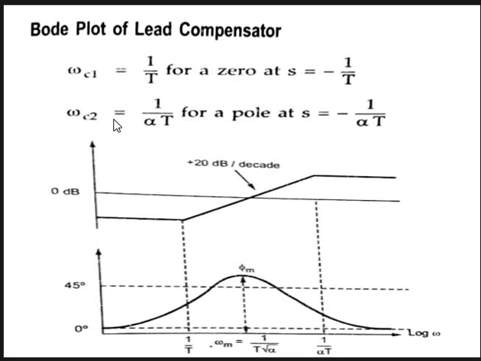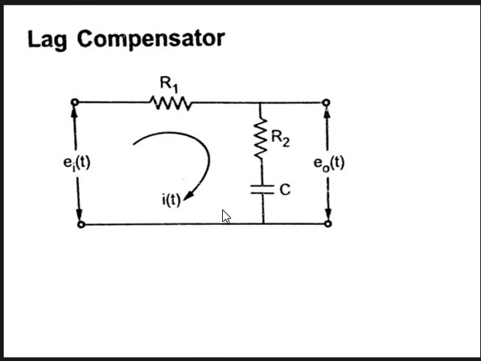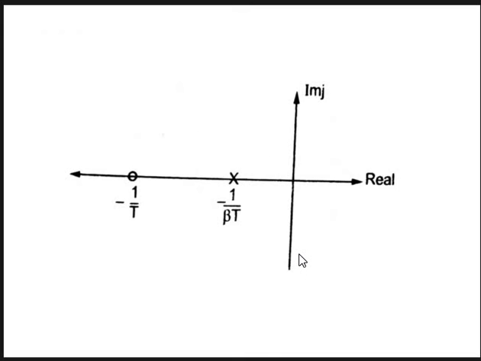Next one, the lag compensator. This is the diagram for the lag compensator. The capacitor C is connected in series with the R2 resistor. Now there is no need to derive all the magnitude, phase and omega m values. Directly we can draw the Bode plot and polar plot for the lag compensator. The difference between the lag and lead compensator is only the poles and zeros, so all the polar plots and Bode plots are quite opposite to the lead network.